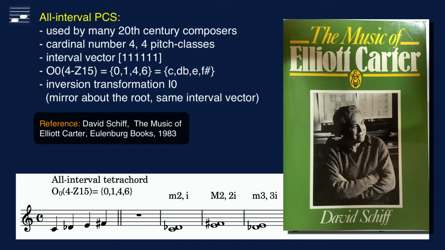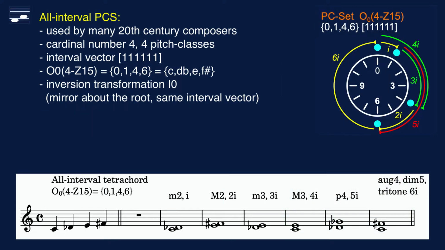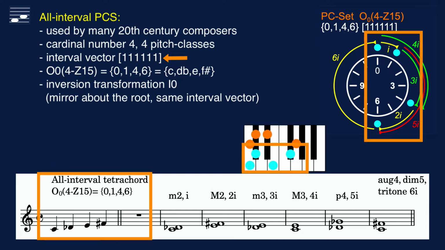After a suggestion in a YouTube comment, I reread the relevant section from the David Schiff book on the music of Elliott Carter. For this set type, all elements in the interval vector have value 1. The example is the set 4Z15 shown here, which contains pitch classes C, D flat, E and F sharp, corresponding to numbers 0, 1, 4 and 6 in the pitch disc diagram.